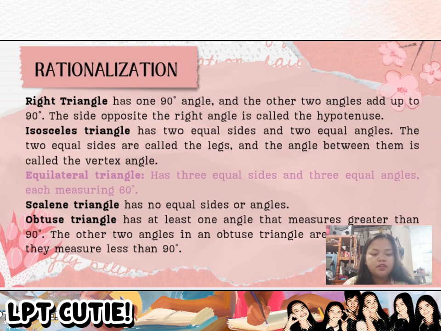So the equilateral triangle has three equal sides and three equal angles, each measuring 60 degrees, while scalene triangle has no equal sides or angles, while obtuse triangle has at least one angle that measures greater than 90 degrees, while the other two angles in an obtuse triangle are acute, meaning they measure less than 90 degrees. So again, the triangle with equal size is what we call equilateral triangle.